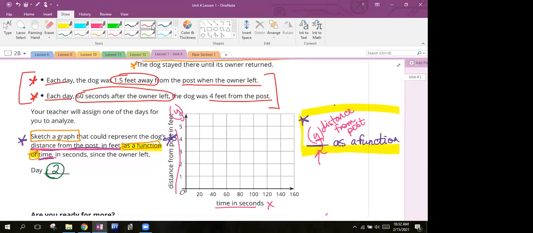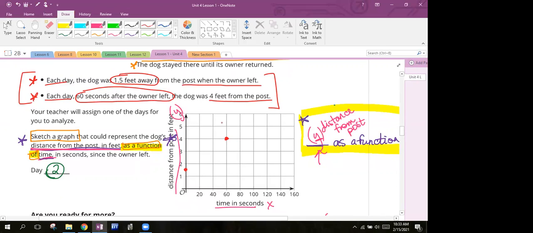So I'm going to go ahead and graph those points. At 0 seconds since the owner left, the dog was 1.5 feet away. Do y'all see how I did that? The distance from the post was 1.5 feet. It's 0 seconds because the owner just left. Next, each day, 60 seconds after the owner left, the dog was 4 feet from the post. So I'm going to go to 60 seconds and the dog was 4 feet.